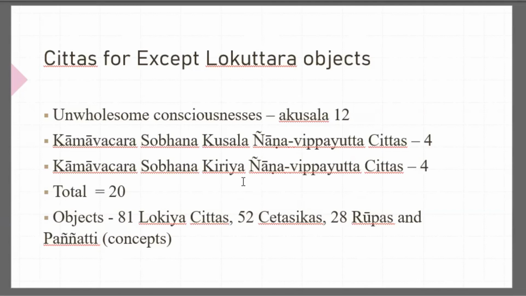What are the objects of these 20 Cittas? 81 Lokiya Cittas, 52 associated Cetasikas, 28 Rupas, and concepts, Paññatti. Now let's move into the next group.